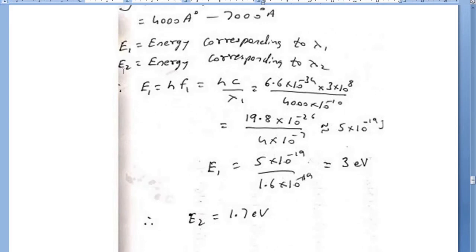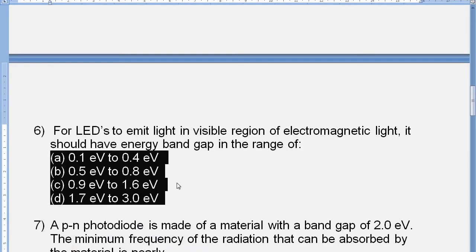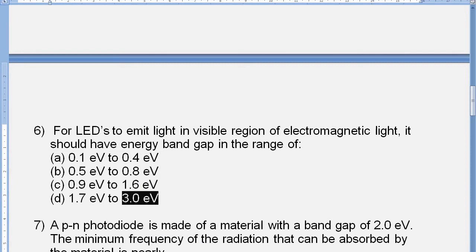Now we don't need to calculate E2, because among the options given, 3.0 volt is given here. So naturally the other option will of course be 1.7. We won't get anything else other than that. So when one is calculated, we don't need to calculate the other. Suppose we had one more option with 3.0 somewhere else, then we would have needed to calculate it, but we don't need to now. So this is the answer.